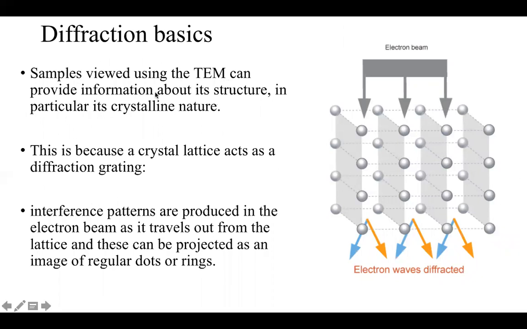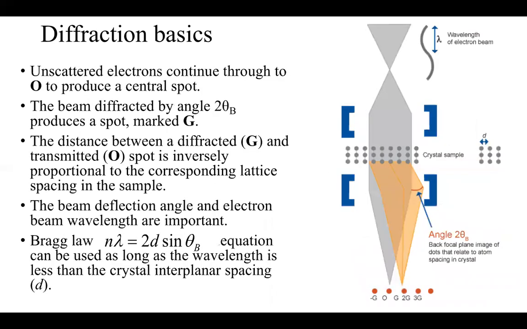Sample analysis using the TEM can provide information about its structure, in particular about its crystalline nature. This is because the crystal lattice acts as a diffraction grating. So you can see here, this is like a single crystal material. Atoms are periodically arranged, electron beams come in, and they behave as waves that get diffracted. These diffracted rays interact with each other, producing interference patterns, so the outcoming electron beam now has an interference pattern on it, and it travels out of the lattice and can be projected onto a phosphor screen and imaged. You will get an image of regular dots or rings, depending on the crystallinity of the sample.